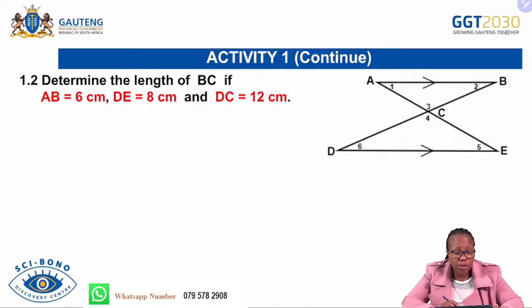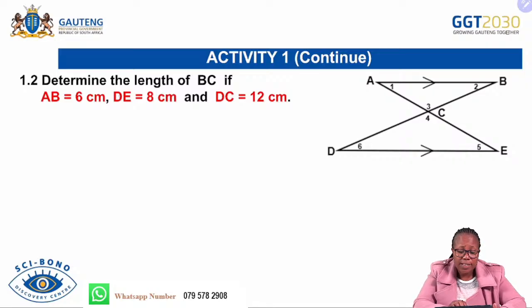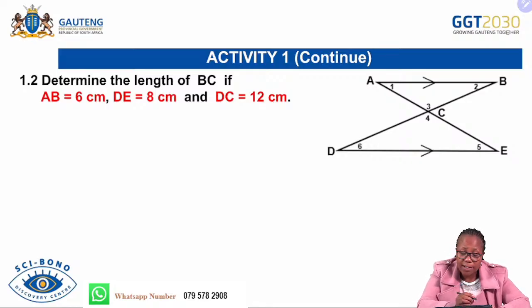Okay, let's continue now with the activity. They say determine the length of BC if you are given AB 6, DE is 8, and the DC is 12. Remember, you have ratios from the previous calculation that AB over ED is equal to BC over DC, out of the similarity, equal to AC over EC.